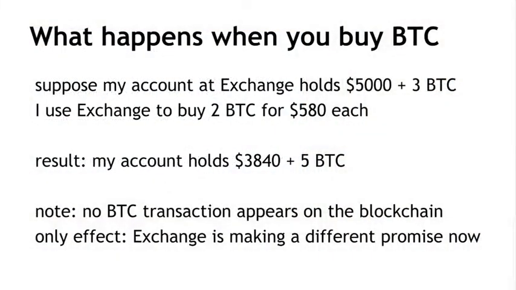Now, it's important to understand what happens if you buy or sell Bitcoins in an exchange. So suppose my account at some exchange starts holding $5,000 and 3 Bitcoins. And I use the exchange, I put in an order to buy 2 Bitcoins for $580 each. And eventually the exchange finds someone who's willing to take the other side of that transaction, and the transaction happens. So the result of that is that my account is different. Now I have 5 Bitcoins instead of 3, and I also have $3,840. That's my $5,000 initial dollars minus $580 each times 2 Bitcoins. That's $3,840. So now that's what's in my account.